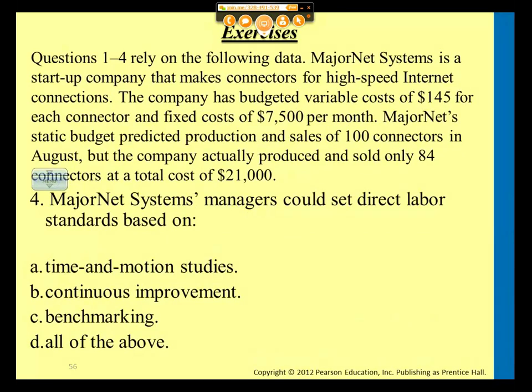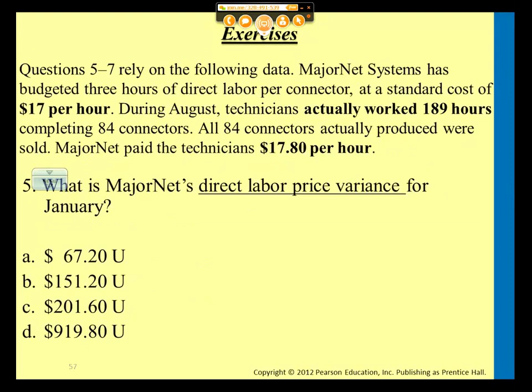All right. So the last one. Yeah, we'll go over it next time. Hold on a second. We don't want to do this right now. This is the one that I wanted you to do. Major Net Systems has budgeted 3 hours of direct labor per connector at the standard cost of $17 per hour. During August, technicians actually worked 189 hours, completing 84 connectors. The 84 connectors actually produced were sold. Major Net paid the technicians $17.80 per hour.